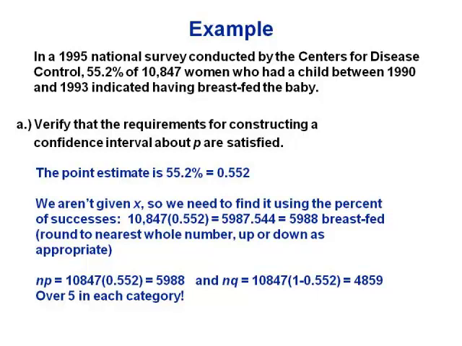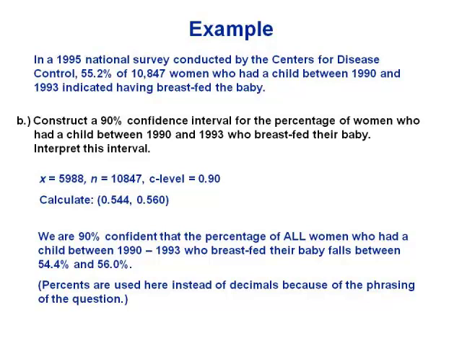You can calculate both based on percentages, or you can find the first one and then just subtract from the total to find the other one. So now we're going to actually calculate the 90% confidence interval based on that information. Well, we said 5,988 women said that they breastfed, so that's your X. The N is the 10,847, which is the total from the sample. And if we're doing 90%, the confidence level is 0.90. So you go to Stat Tests, scroll all the way down to your one prop Z interval, and put that information in. And then you go down to Calculate, and it should come out to 0.544 and 0.560 when we round to 3 significant digits.